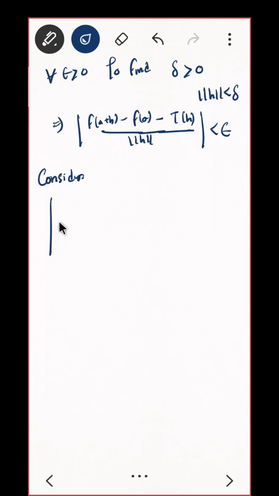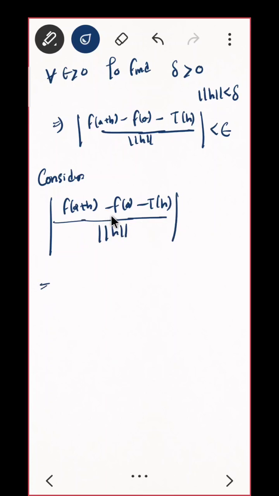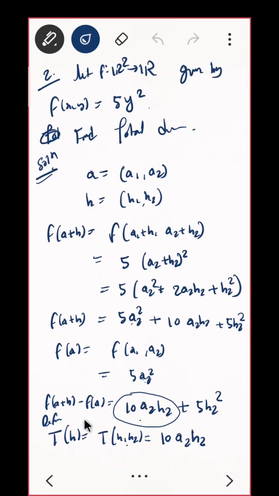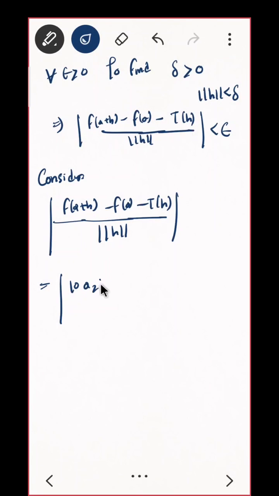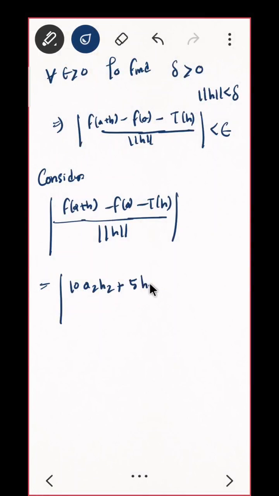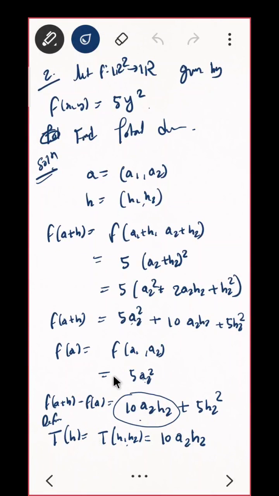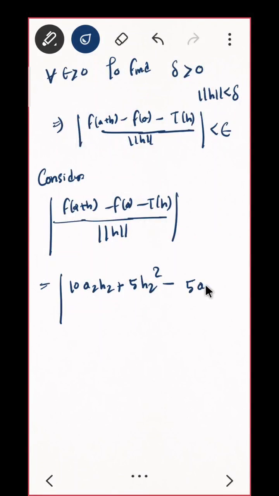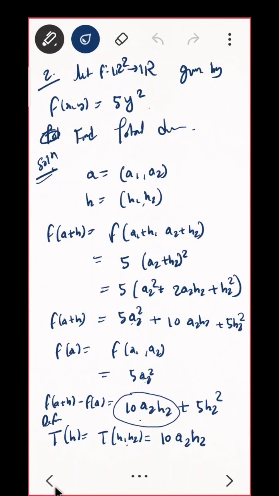What is the consideration part? Consideration part is this: f of e plus h minus f of e minus t of h upon norm h. Let us put it in and try to see f of e plus h minus f of e. What will come? Look at this. This is f of e plus h minus f of e, which we already got: 10 e2h2 plus 5h2 square. Oh sorry, this is f of e plus h minus f of e. What is f of e? F of e is 5e2 square. Okay, and what is next? Wait, I think I did not write it here. I just wrote f of e plus a.